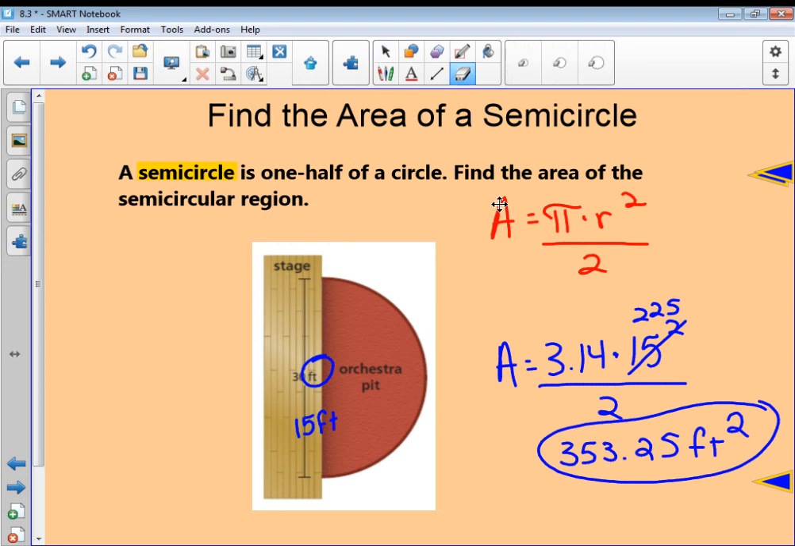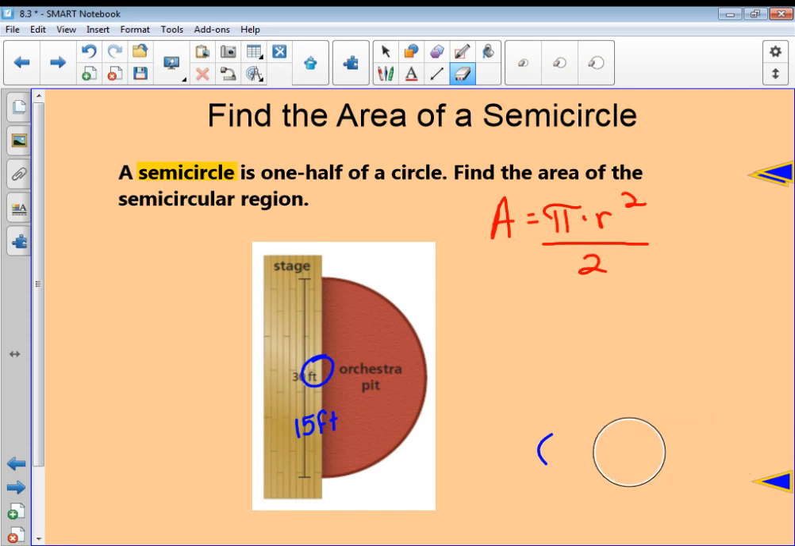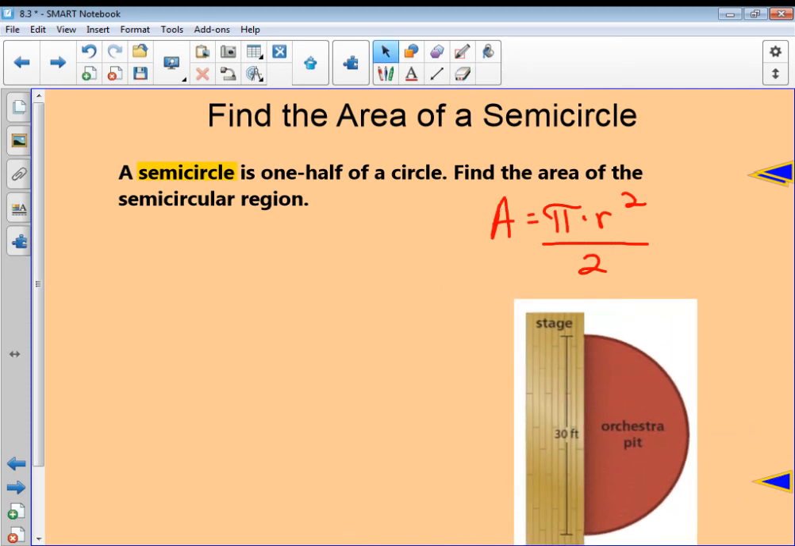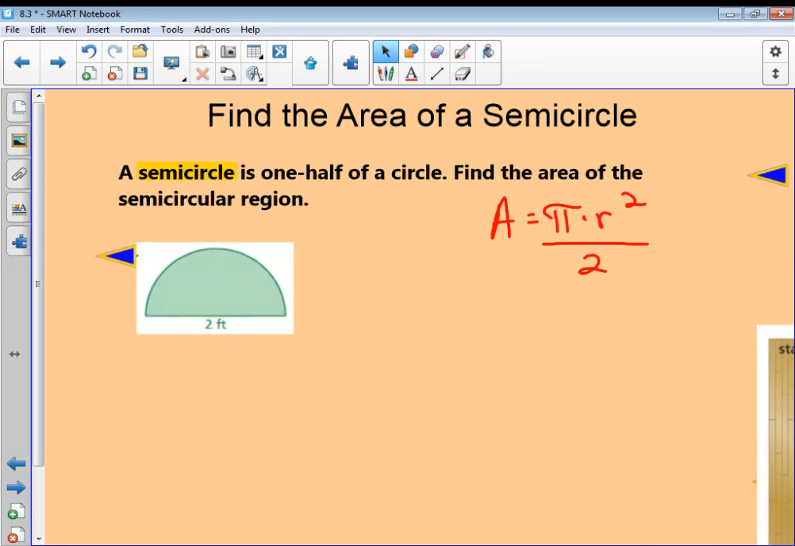Okay, so let's try another one of those. Remember, in semicircles, only half of a circle, so that's why we're doing our divide by 2. And we have to remember when doing area, we're using the radius, not the diameter. So here they're giving us the diameter. We want the radius. So if the diameter is 2 feet, the radius would be 1. So we're not going to use that. So we're going to substitute in area equals 3.14 for pi times my radius, 1, squared, divided by 2.